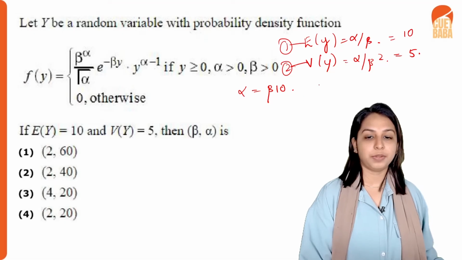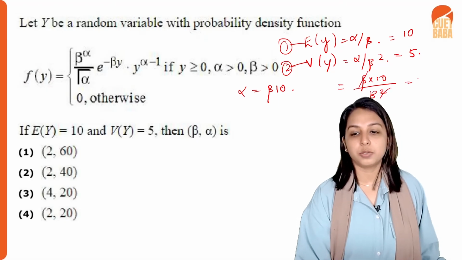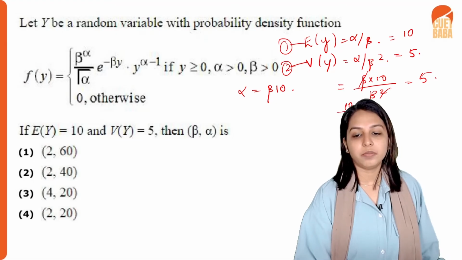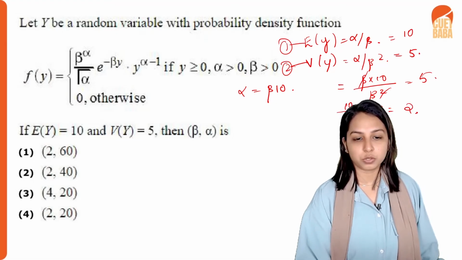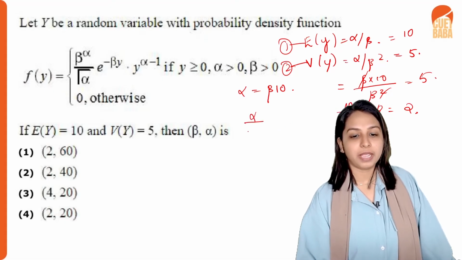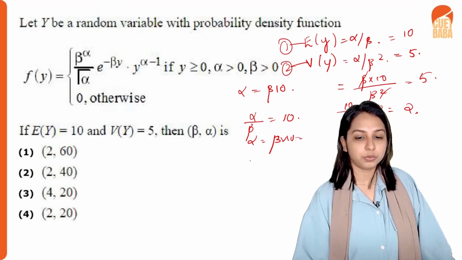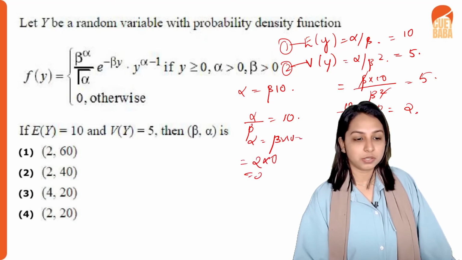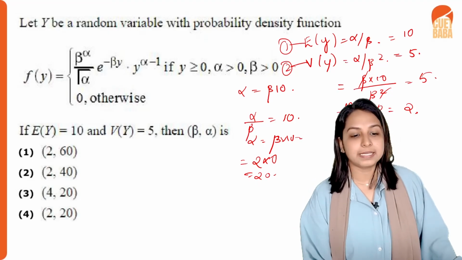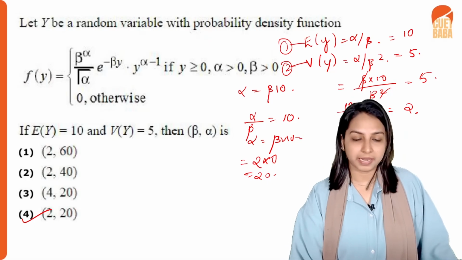We can substitute this in equation 2 and rewrite it as beta into 10 divided by beta square. So we can cancel it out: 10 by beta is equal to 5. So 10 divided by 5 is equal to beta, which is equal to 2. So we got the beta value as 2. Now we have to find out alpha. From equation 1, we have alpha by beta is equal to 10. So alpha is equal to beta into 10, which is 2 into 10, that is 20. So we can see that alpha, beta is 20, 2. That is the right answer. The fourth option is the right answer.